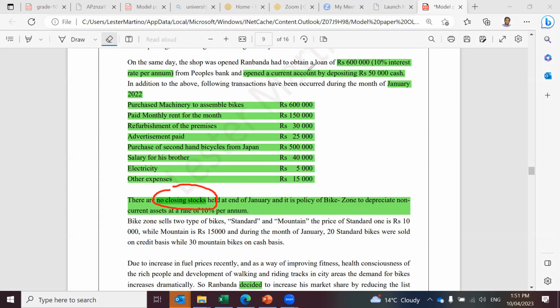Sorry, not purchase of machinery, purchase of second hand bikes. The machinery is a non-current asset. Don't confuse, okay? Purchase of machinery to assemble bikes, so it's not a purchase. It's purchase of non-current assets. So there are a lot of twisting here. So you purchased second-hand bikes. That is your purchases. So answer is 500,000.